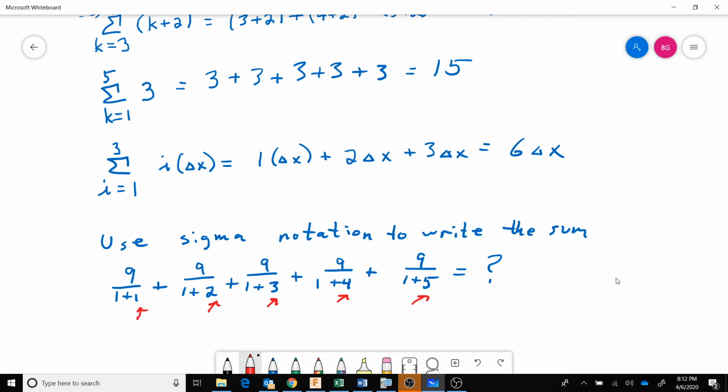So I think the correct sigma notation for this, and I tell you what, I'm just going to use K. K goes from 1 to 5. And I decided that because it starts right here at 1 and ends up at 5. And I think what the summation is, we always use the number 9, and we always go 1 plus K.